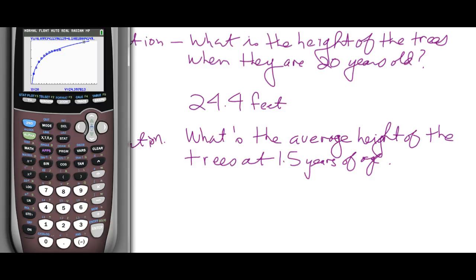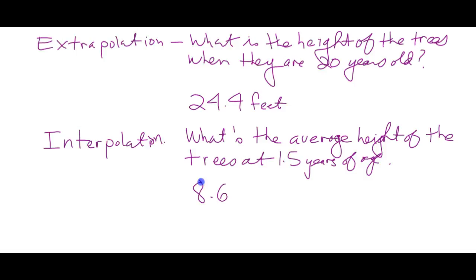So is 1.5 years an x value or y value? X. Okay, so x's are age, time, and y's are height. So we just go second calc value 1.5 and hit enter, and we get 8.6 feet. So there'll be 8.6 feet at 1.5 years of age. And that seems pretty accurate. I'm sure if we went back 1.5 years and measured them, they would be 8.6 feet.